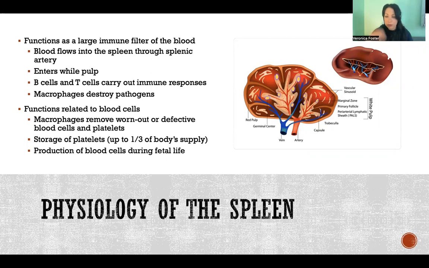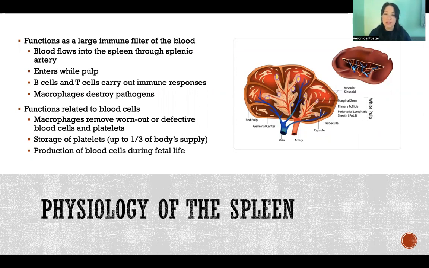Then we also have macrophages present, the big Pac-Man cells that are there to also destroy pathogens or anything that needs to be dissolved. And then the red pulp is more related to our blood cells rather than being just an immune filter. So the macrophages remove worn out or defective blood cells and platelets. Remember, the macrophages are part of both the white and the red pulp. They're there to destroy pathogens, but also to break down old red blood cells, because red blood cells go through a lot of wear and tear as they're squeezing through tiny little vessels and doing all sorts of stuff in the body. So they get worn out and then they need to be removed from circulation.